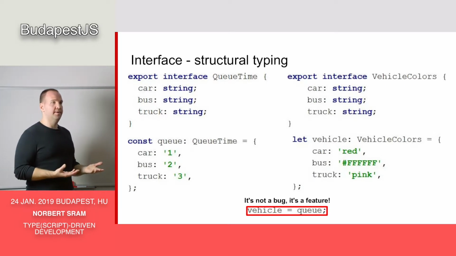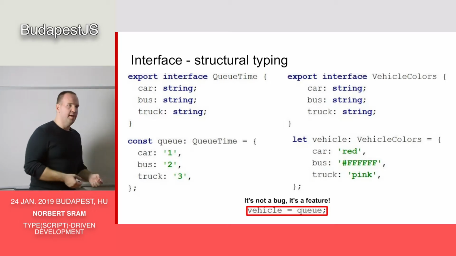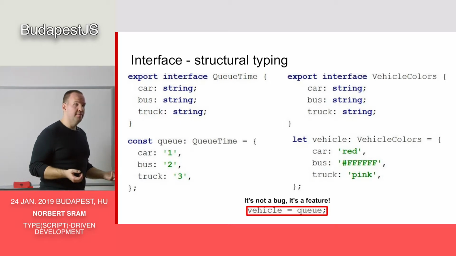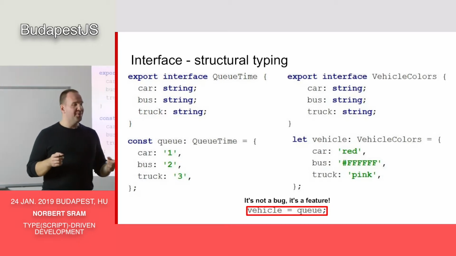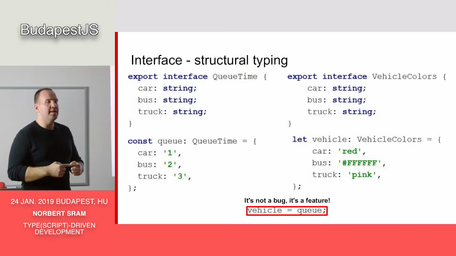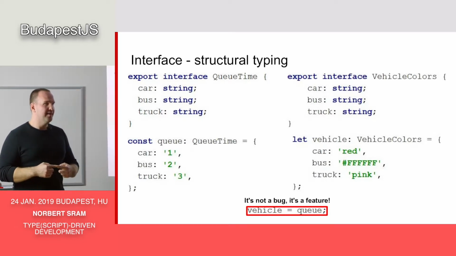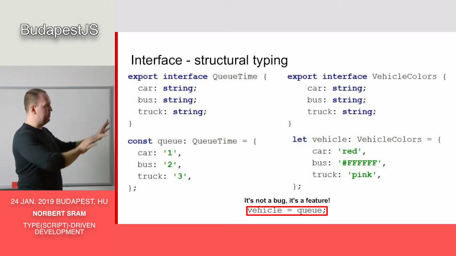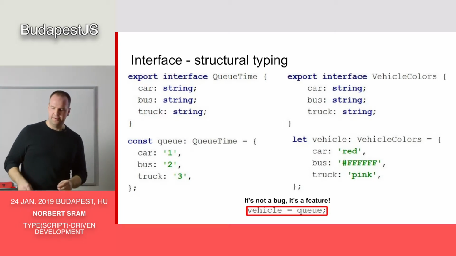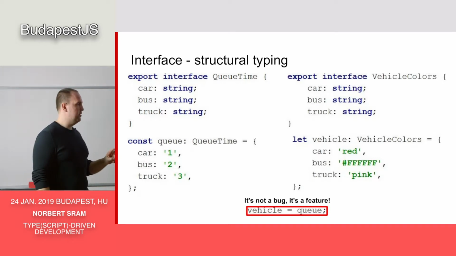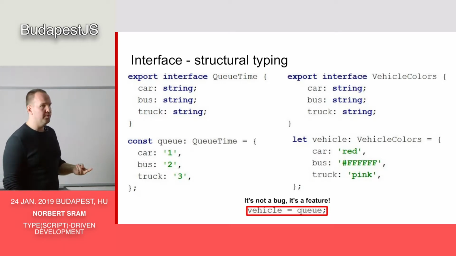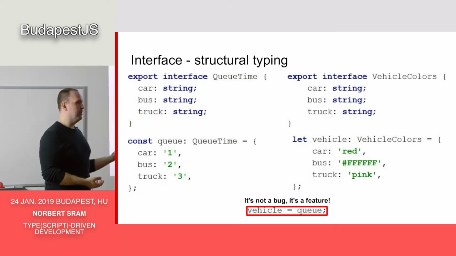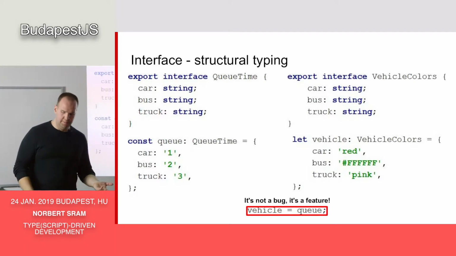If in Java I declare a class person and a class chair, and they both have a color, you cannot just assign one to the other because those are different types. Flow, the other solution for typing besides TypeScript, actually has both nominal and structural typing. If you declare a class, it uses nominal typing; if you declare an interface, it uses structural typing.